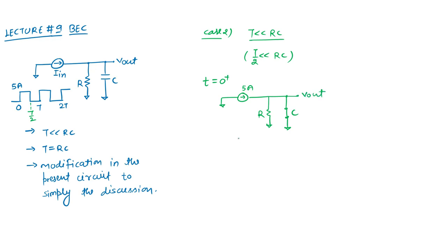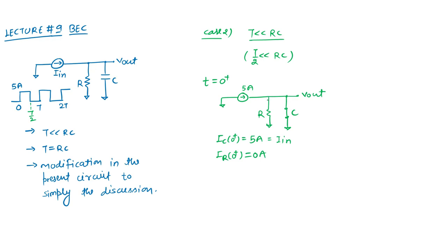Initially I can say IC at 0 positive is 5 amp, no doubt. The complete input current is passing to my capacitor, as we have seen. What about IR? IR at 0 positive is nothing but 0 amp. So all current is passing through the capacitor and this current is charging my capacitor. We are not giving much time to charge my capacitor because RC is much greater than this value of T by 2.